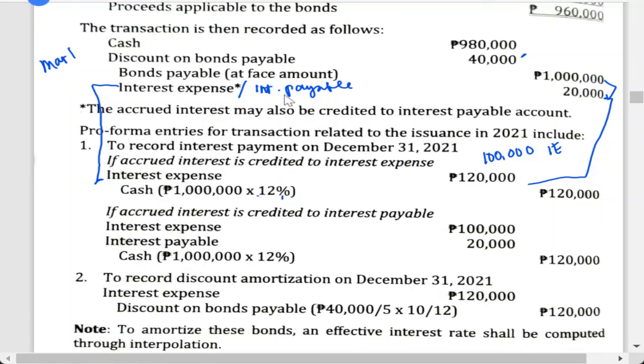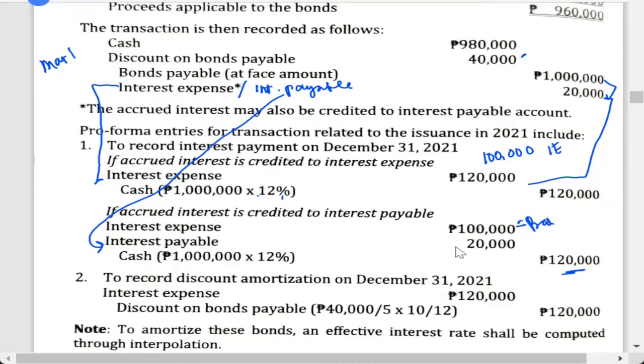What if the account used was interest payable? Then in your entry, close the interest payable and credit cash for the total amount of interest, and debit interest expense 100,000. So just 100,000. This is the balancing figure, which is 120 minus 20.